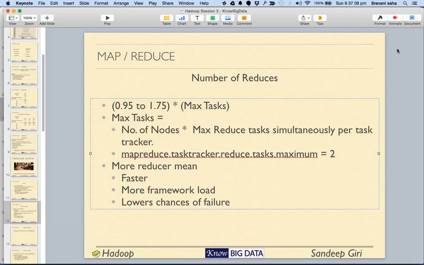If you have multiple-core or multiple-processor machines, you can increase the max number of tasks you want to execute on each node by going into Ambari and specifying the tasks you want to execute in parallel on each node. That means your max tasks will increase because of that number. All right.